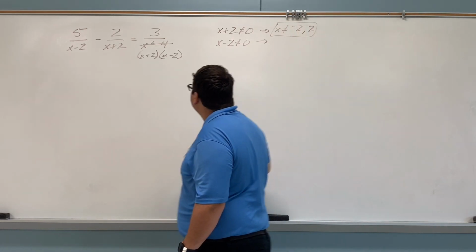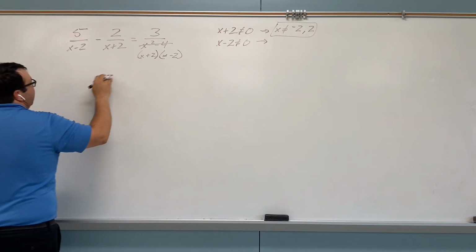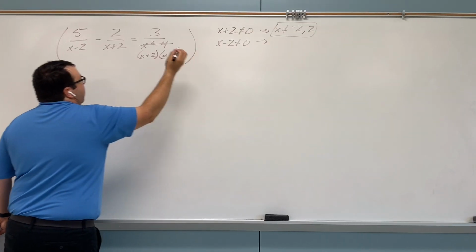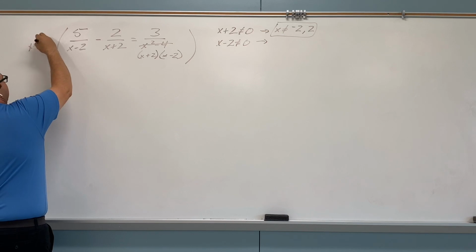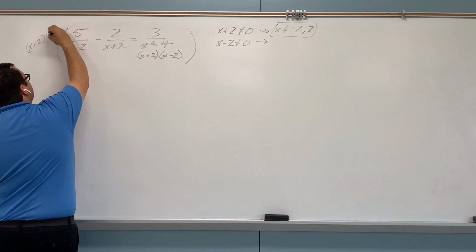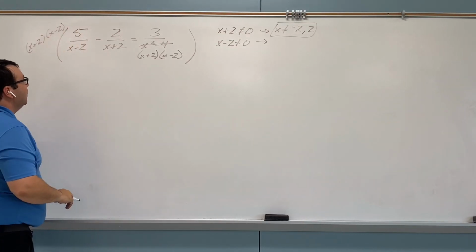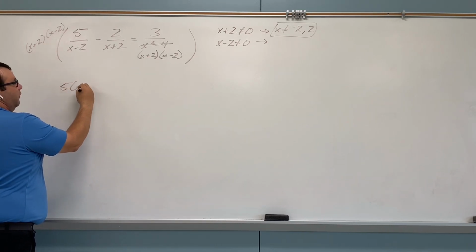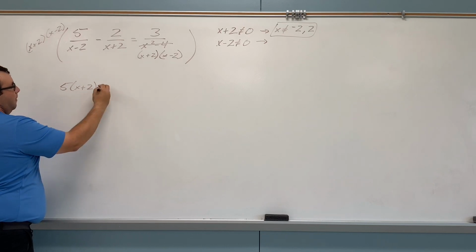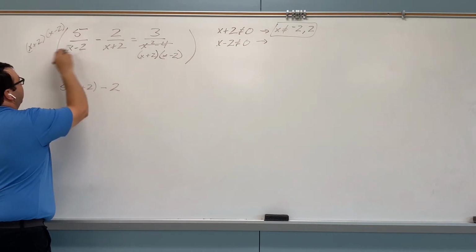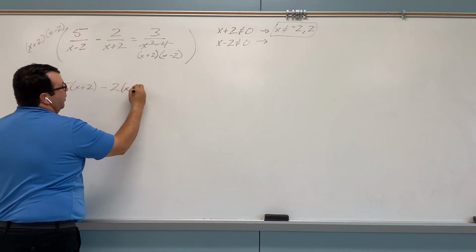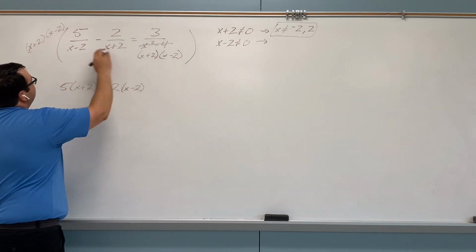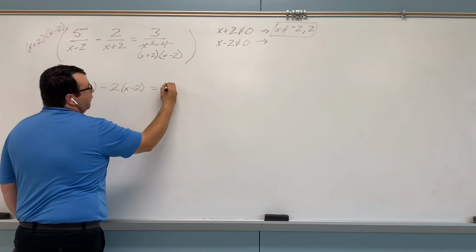That's my check. My LCD being x plus 2, x minus 2, I'm going to multiply everything here by x plus 2, x minus 2. X minus 2 cancels here. That's 5 times x plus 2, minus 2 times the x plus 2's cancel. That's x minus 2 there. X plus 2, x minus 2 cancel completely, so that leaves me just 3.